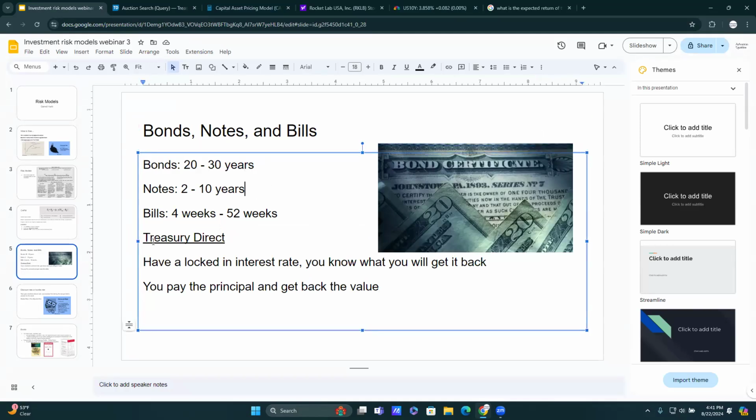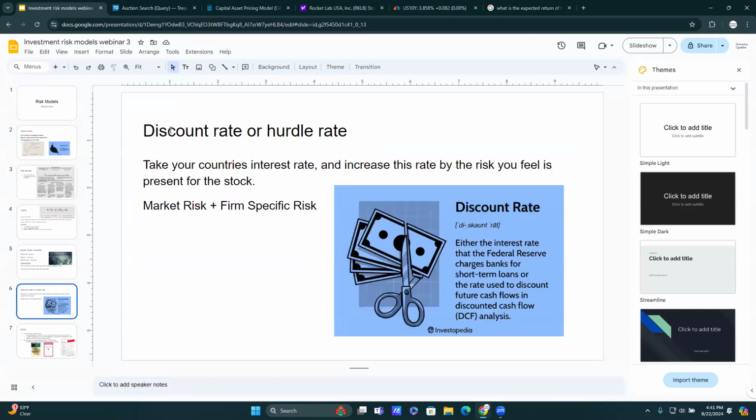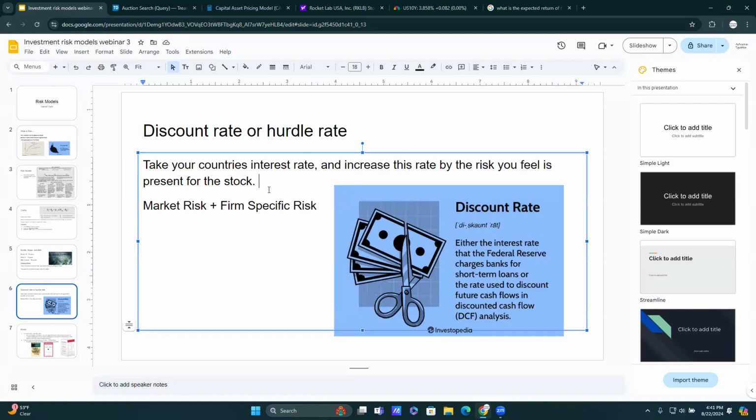Now let's move down to the discount rate, or the hurdle rate. Take your country's interest rate and increase it by the risk you feel is present for the stock. That will get you the discount rate, right? The discount rate reflects market risk and firm-specific risk. I was talking about Elon Musk, so that's a firm-specific risk. Things like social media affecting the company are firm-specific risks.